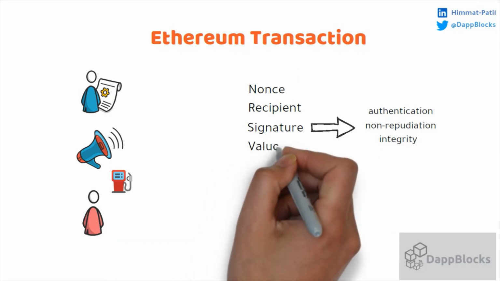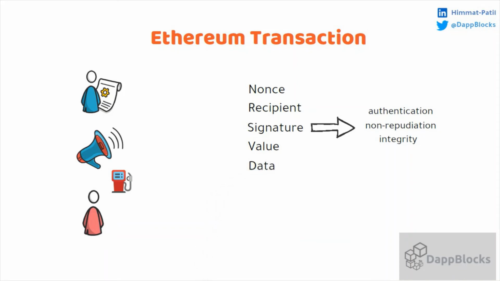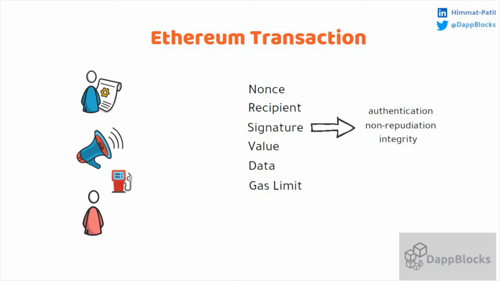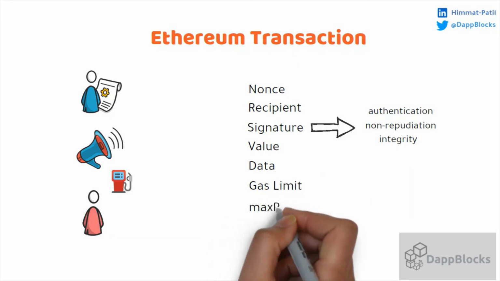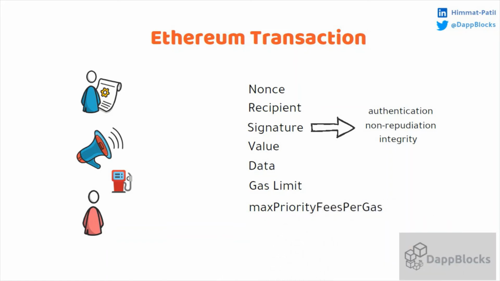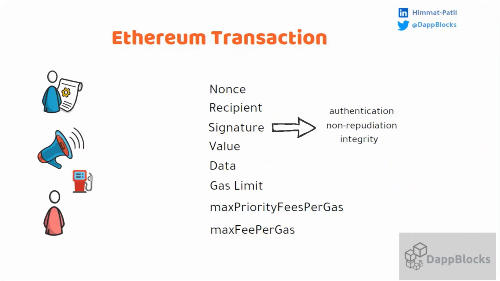Value, the amount of ether to be transferred. Data. Data is an optional field which includes the data. Gas limit. The maximum amount of gas units that can be consumed by the transaction. Max priority fee per gas. The maximum amount of gas to be included as a tip to the miner. Max fee per gas. The maximum amount of gas willing to be paid for a transaction.